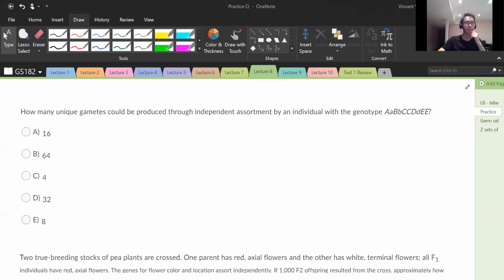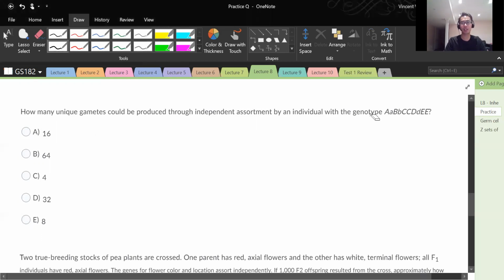Thank you for participating. Let's see. Okay, so let's take a look at each individual pair. We have big A, small a. So if you think of the gametes, they could either get big A or small a, right? Basically, two choices.